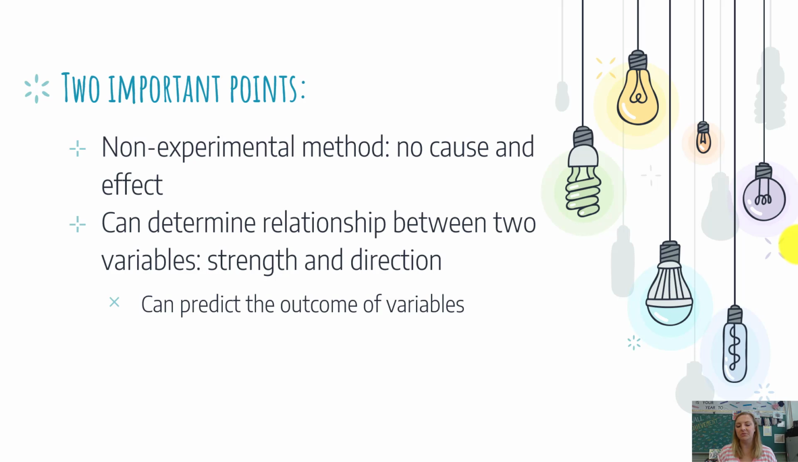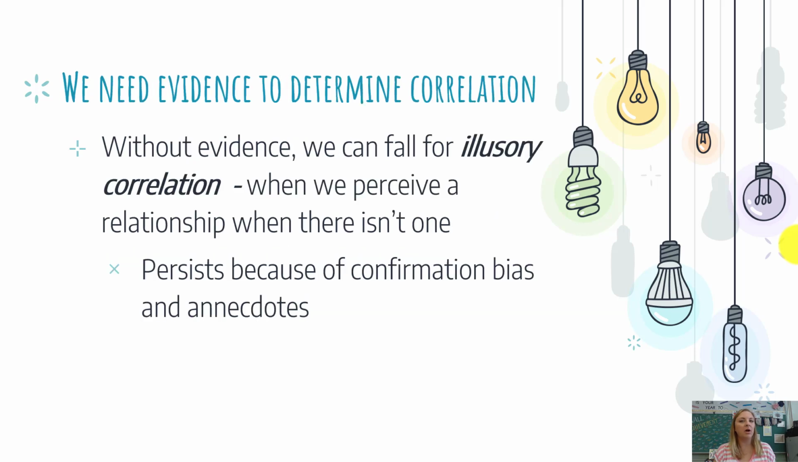Last video, we also talked about one of the disadvantages with correlational studies, and that's the idea of illusory correlations. In order for us to truly assume that there is a relationship between two variables, we need evidence of that. If we don't have evidence, we can fall for the idea of illusory correlation. And this is when we perceive a relationship between two things when there actually isn't one. This persists because of confirmation bias and anecdotes. If we don't actually have evidence of that happening, it's not actually a relationship.